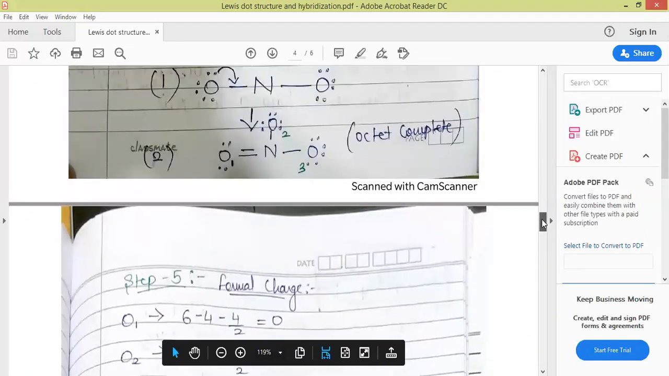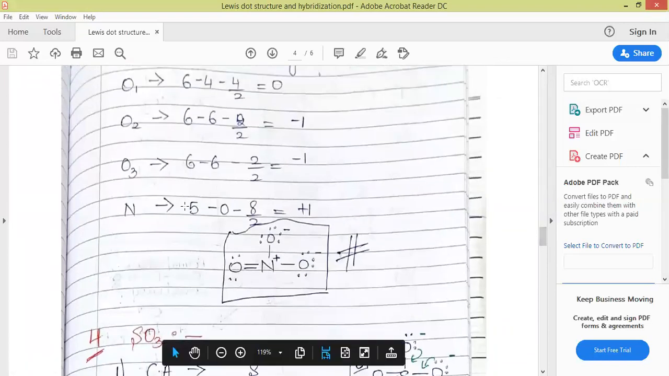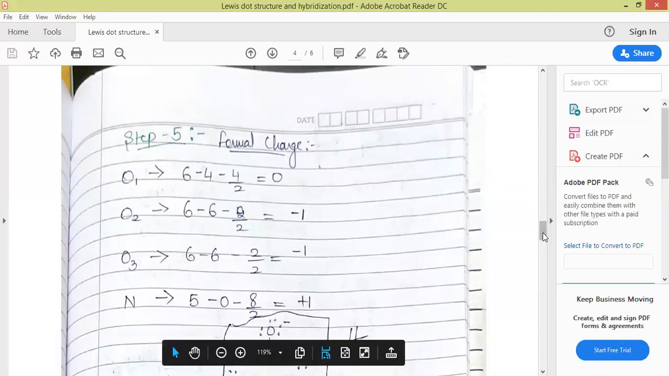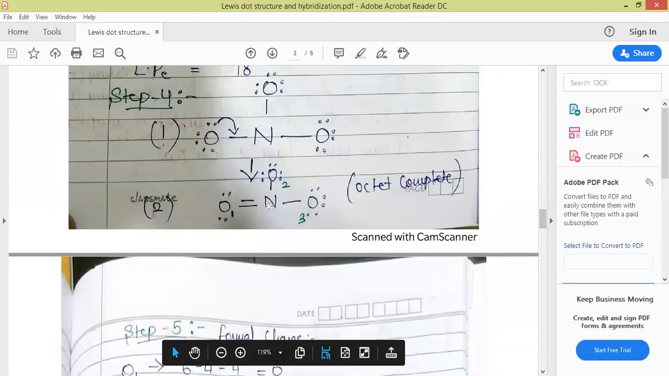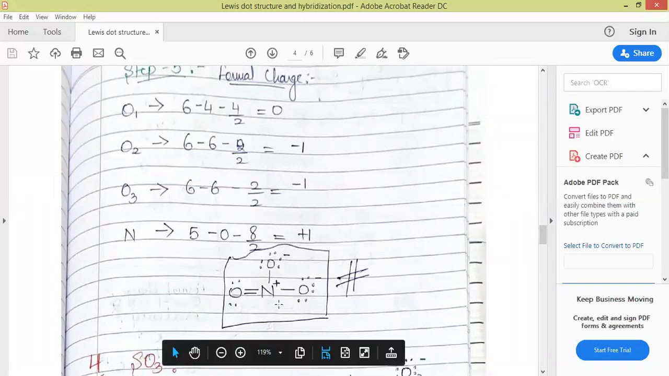And then we calculate for nitrogen. For nitrogen, the valence electrons are 5 minus lone pair electrons, as there is no lone pair, so 0, minus bond pair electrons divided by 2. There are 4 bonds, so 8 bond pair electrons divided by 2. 5 minus 4 comes out to be plus 1. So there is a positive plus 1 charge on nitrogen.